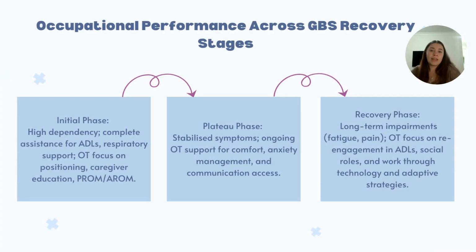So now we're going to have a little look at the occupational performance that you might see across the three different stages of recovery and how OTs integrate their therapy into these stages of recovery. So in the initial phase, that's the first phase that you normally see, GBS looks quite different. Individuals often require full support for basic needs, so things like hygiene, positioning. They sometimes even require assisted ventilation for breathing, limiting their ability to talk and communicate their needs.